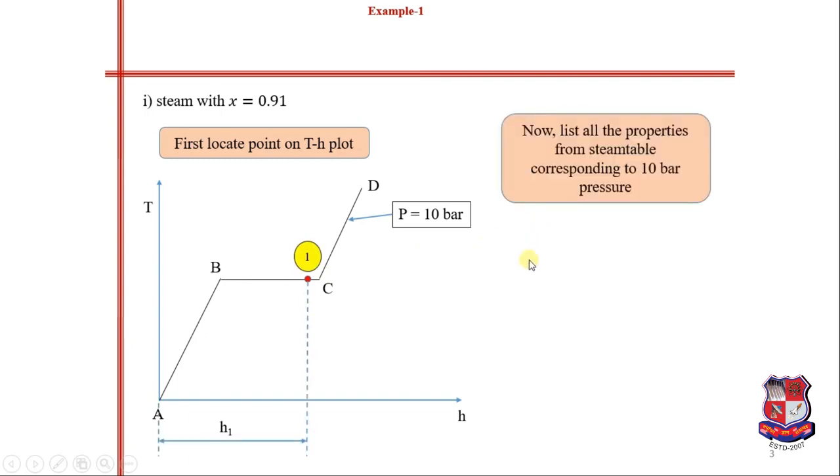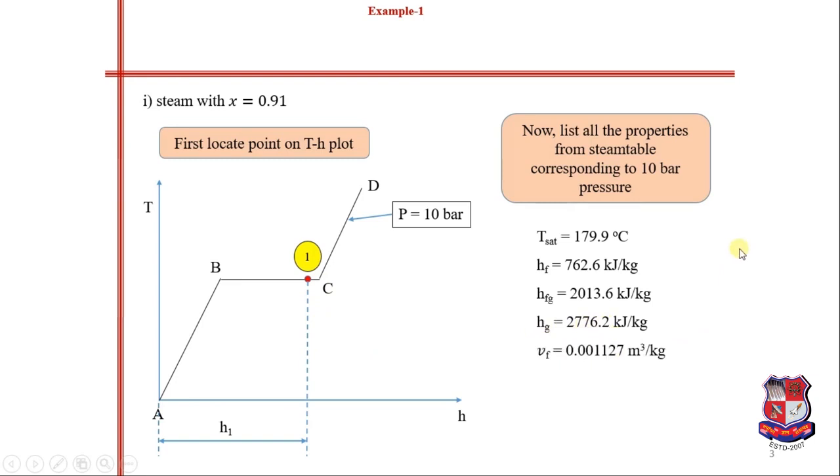So now list all the properties from steam table corresponding to 10 bar pressure. Okay. So from steam table you will find these properties. HF means enthalpy of fluid, means enthalpy of point B, is 762.6 kilojoule per kg. Saturation temperature at 10 bar pressure is 179.9 degrees Celsius. HFG, enthalpy of evaporation, means enthalpy between point B and C, is 2013.6 kilojoule per kg. And Hg, enthalpy of gas, means enthalpy at point C, is 2776.2 kilojoule per kg.